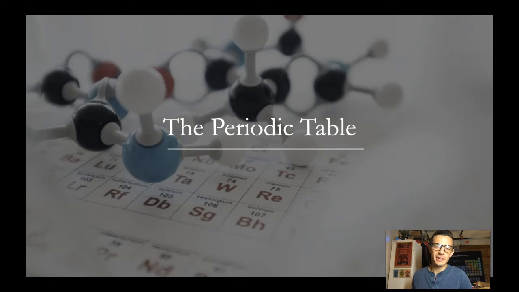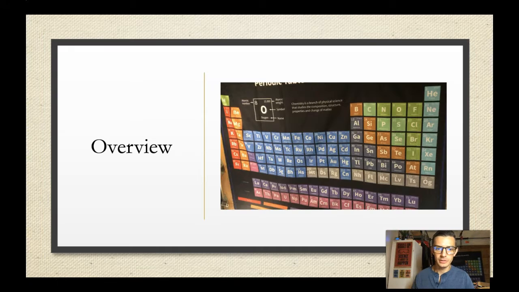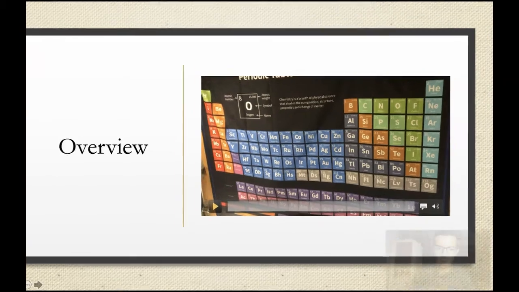Hi students, this video is on the periodic table, a very basic overview. The learning goals for today are that you will be able to read and understand an elemental square and find any element on the periodic table when given its atomic number. To start off, we are going to watch a video from a teacher you know.